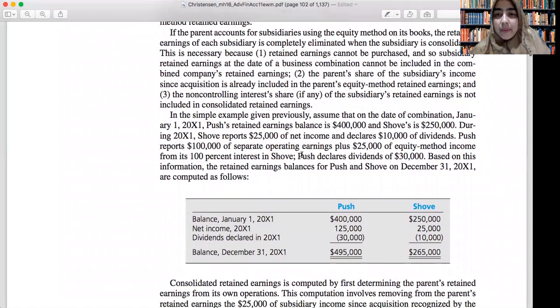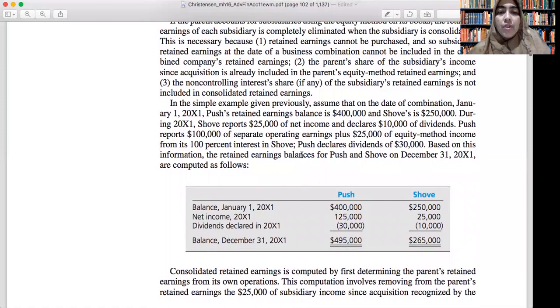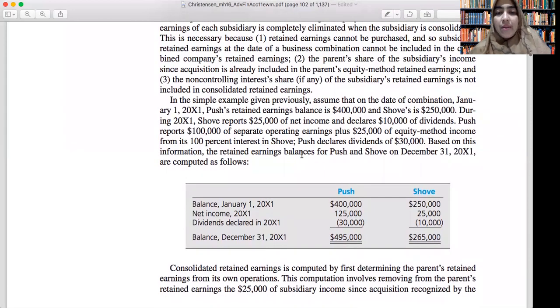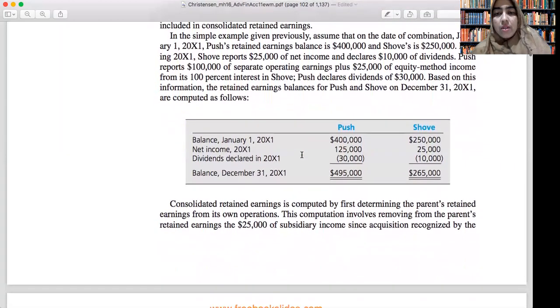So this is a simple example. Push's retained earnings balance is 400,000 and Shop's is 250,000. During 20x1, Shop reports 25,000 of net income and declares 10,000 of dividends. Push reports 100,000 of separate operating earnings plus 25,000 of equity method income from its 100% interest in Shop, and declares 30,000. So this is the retained earnings balance of Push and Shop: 400,000 here, 250,000, increased by net income and then reduced by dividends declared.